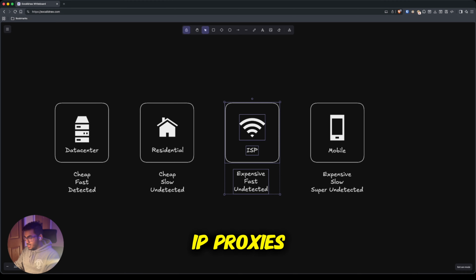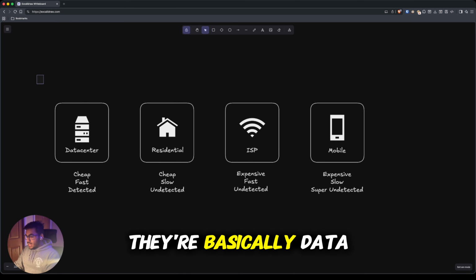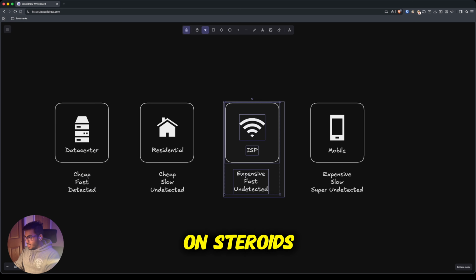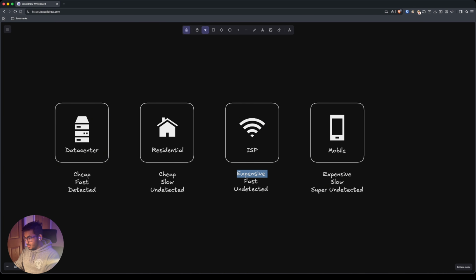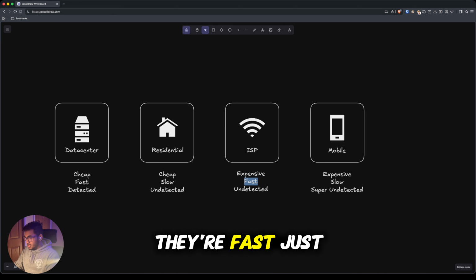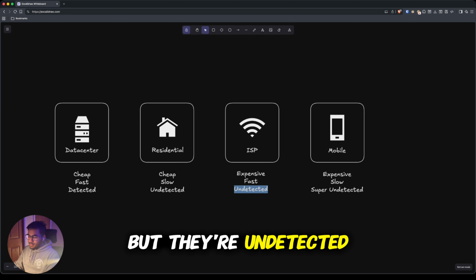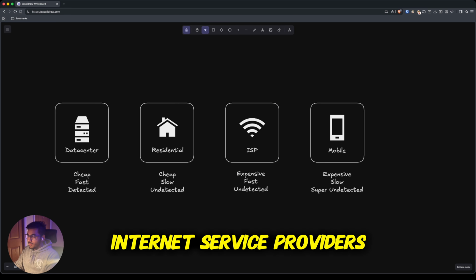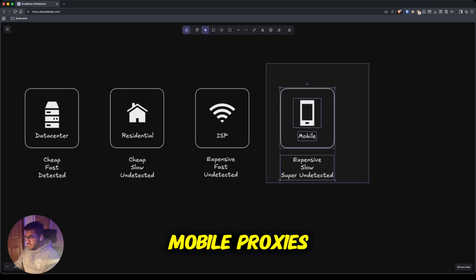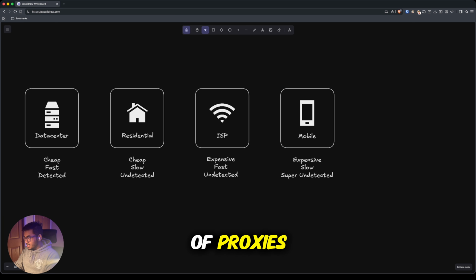And then we have ISP proxies. They're basically data center proxies, but on steroids because they're undetected. So they're expensive, they're fast, just like data center proxies, but they're undetected. These are like data center proxies, but they come from internet service providers. And then we have mobile proxies. This is like the holy grail of proxies. So like they're super undetected, but they're slow and expensive.